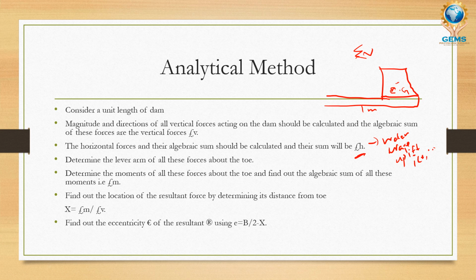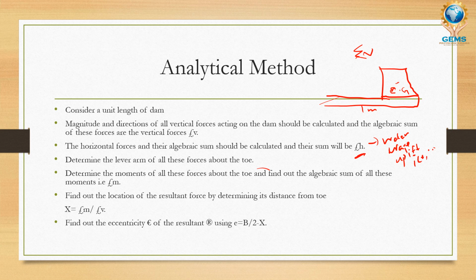You know what the lever arm is. The lever arm is the distance up to which these forces are acting. This is called the lever arm. Then determine the moments of all these forces about the toe, and find the algebraic sum of these moments, summation M.